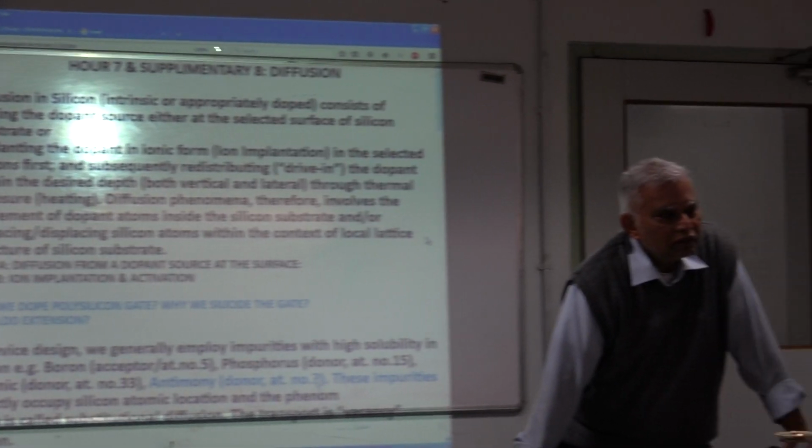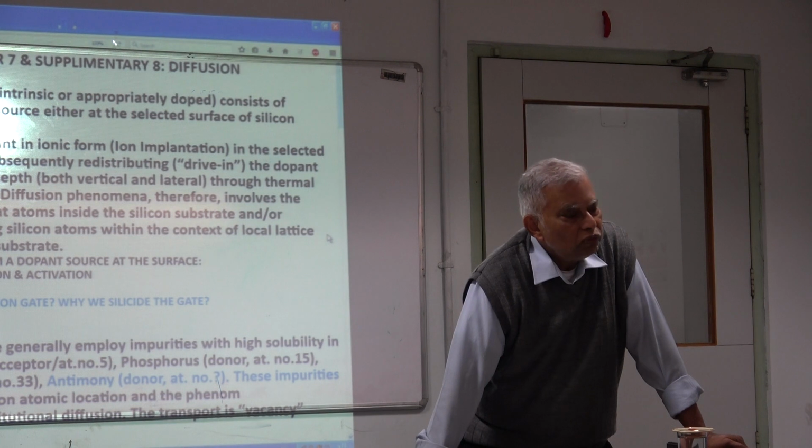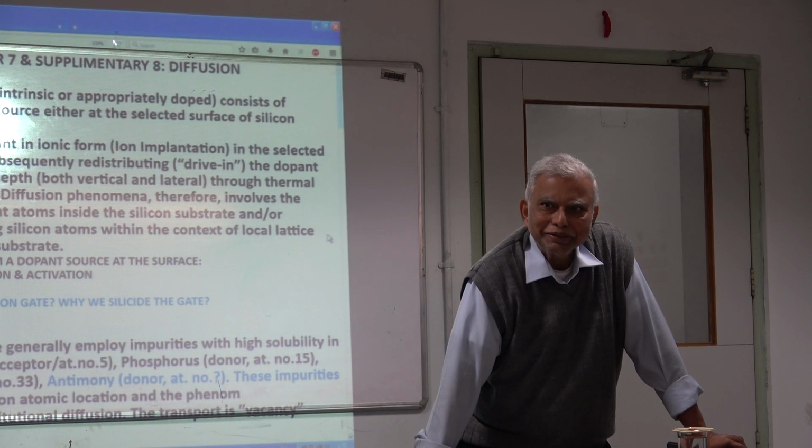Let me give you a hint. ULSI would not have happened if we did not know how to control lateral profile. Now tell me why lateral profile is important.